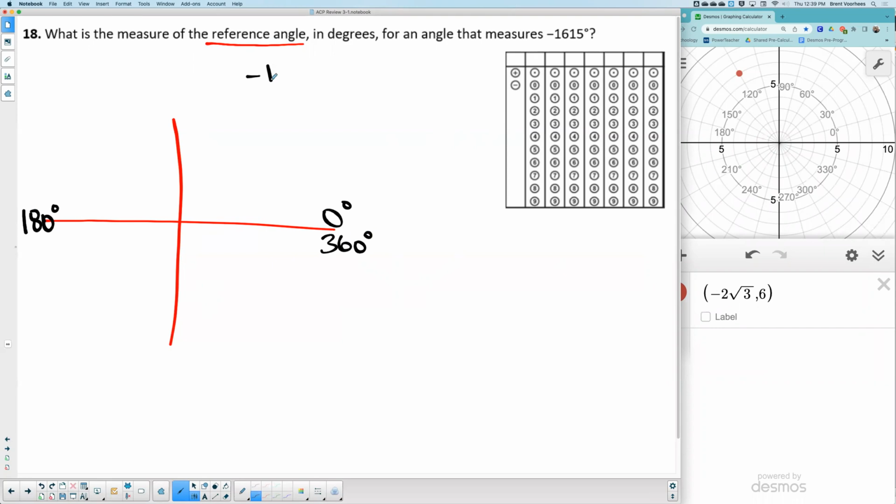Okay, and then the problem, -1615. What's the problem with it? Too small. It's too small because it's negative. So what do we do? Add 360.